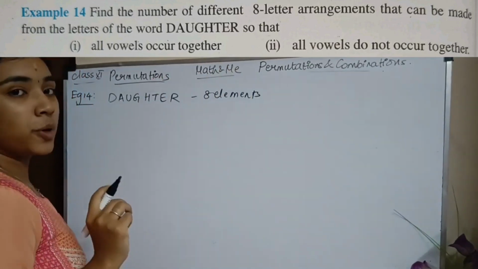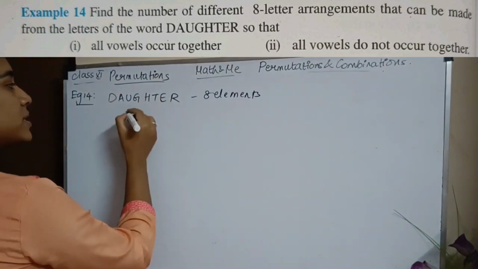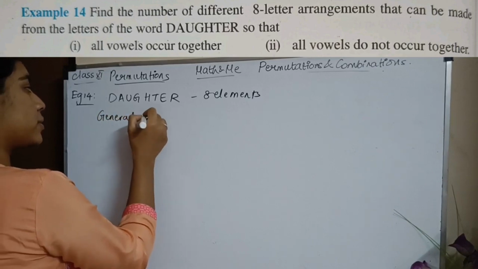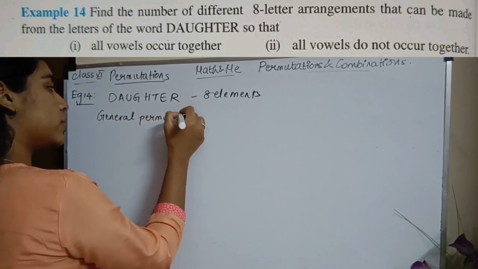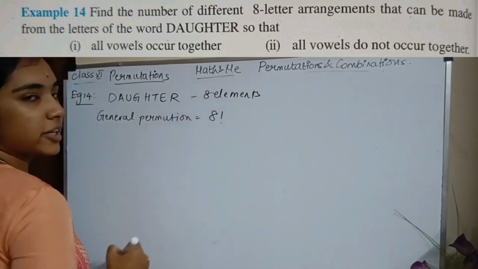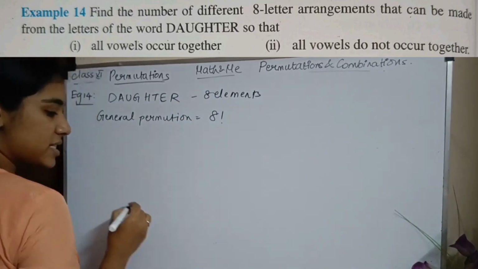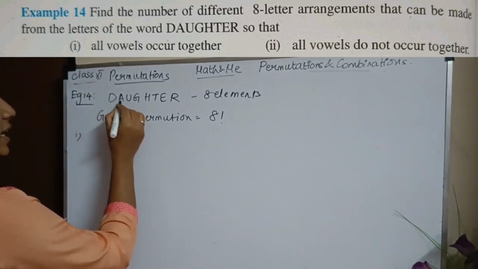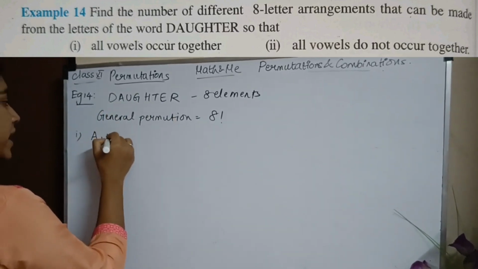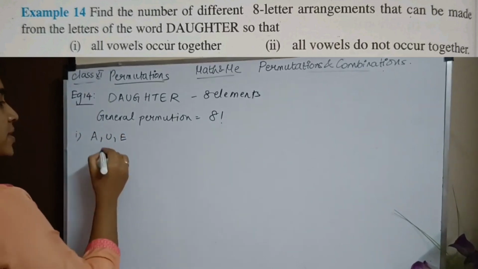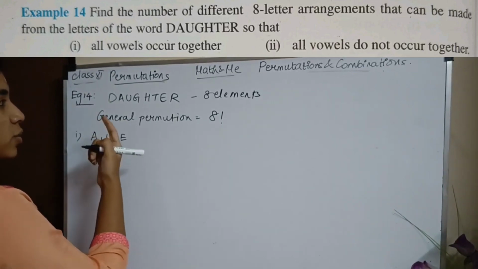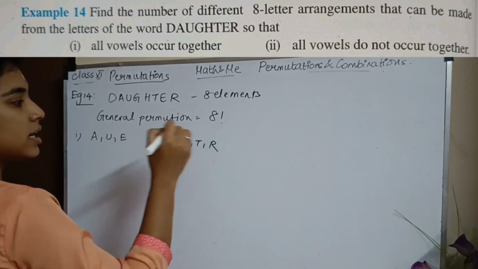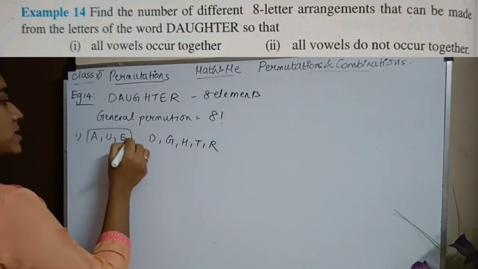So how many different possibilities do you have using these 8 elements? I have 8 factorial. So my general permutation will be 8 factorial. Correct? Now my first subsection is all my vowels are placed together. So what vowels? I have A, U and E. So A, U and E are my vowels, and I have to have them together. So what other letters do I have? D, G, H, T, R.